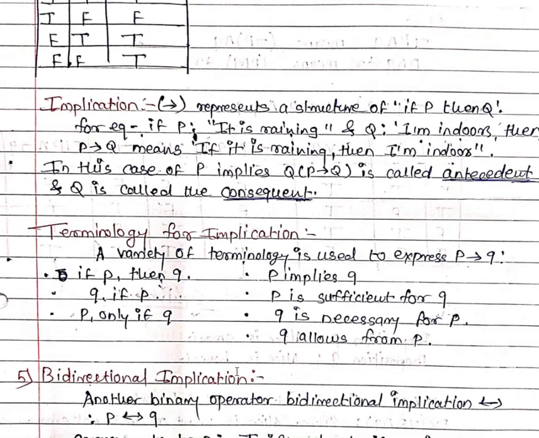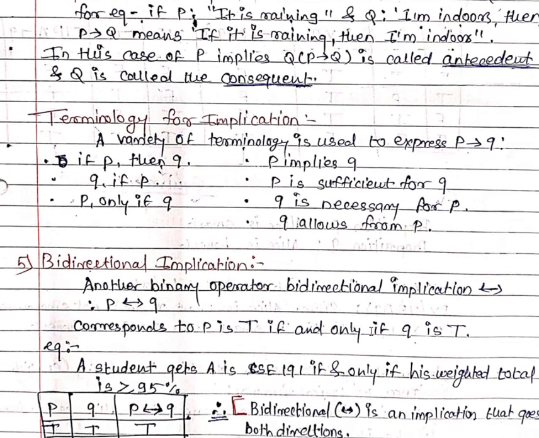Terminologies for implication. A variety of terminologies are used to express P implies Q. Some of them are given below. If P, then Q. Q if P. P only if Q. P implies Q. P is sufficient for Q. Q is necessary for P. Q follows from P. All of them mean one statement is dependent on the other statement.